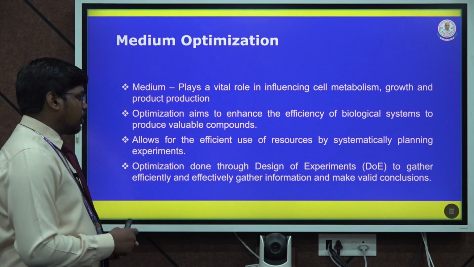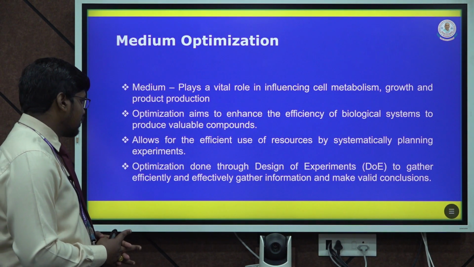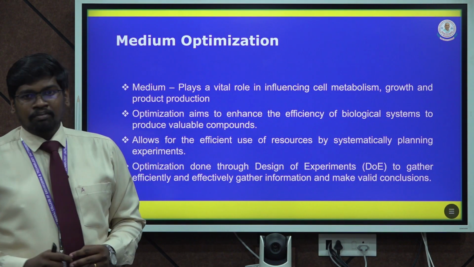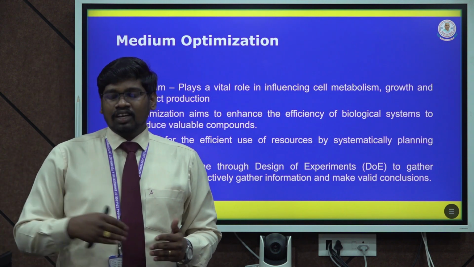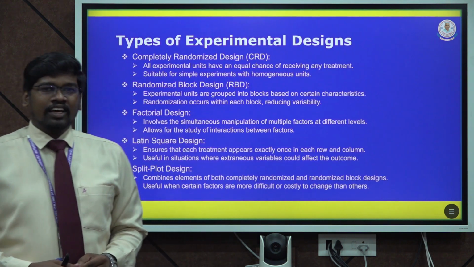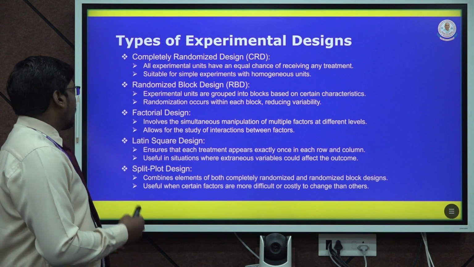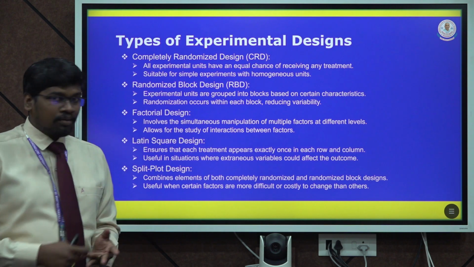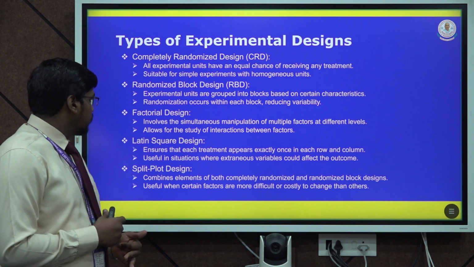Medium optimization allows for the efficient use of resources by systematically planning the experiments. Optimization is done by using design of experiments. In a design of experiments, we have several methods to design the experiments. Some of the experimental designs used to optimize a process are completely randomized design, randomized block designs, factorial designs, Latin square design and the split plot design.